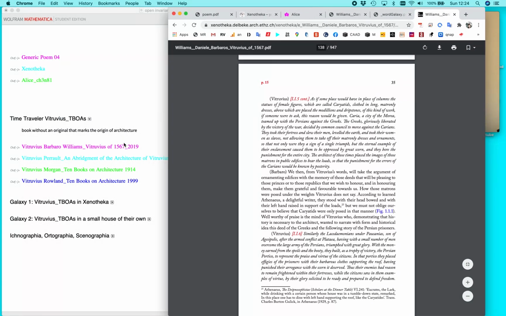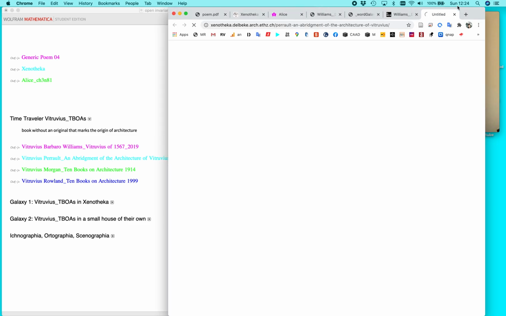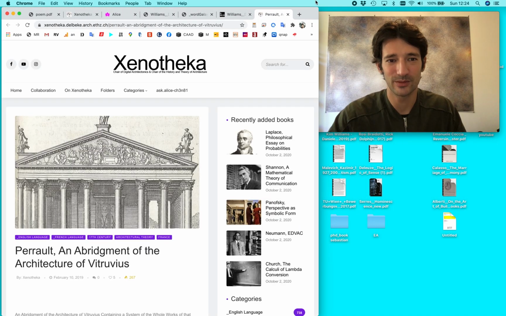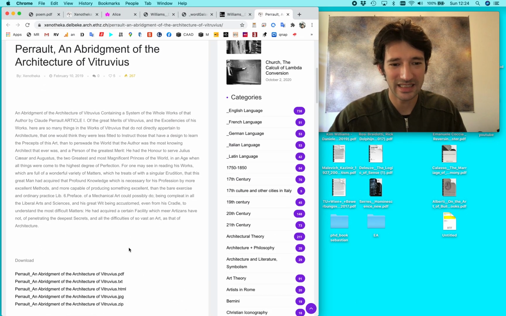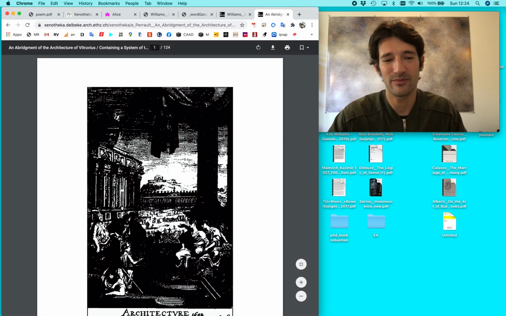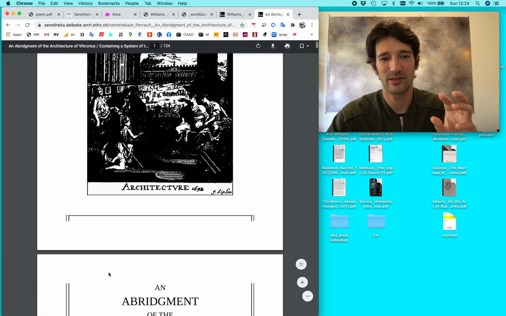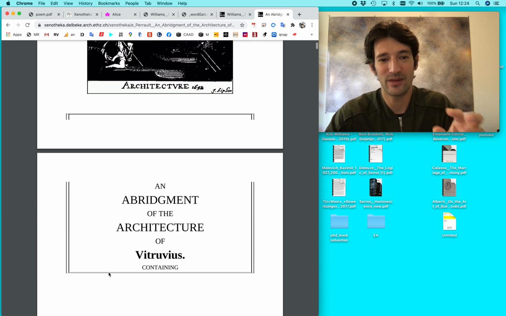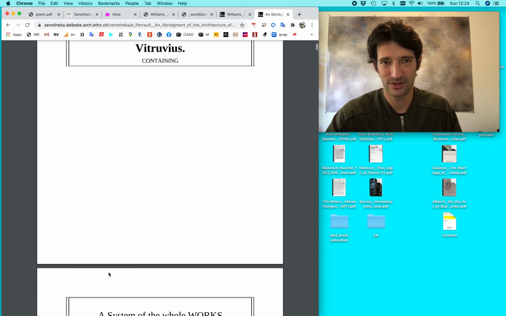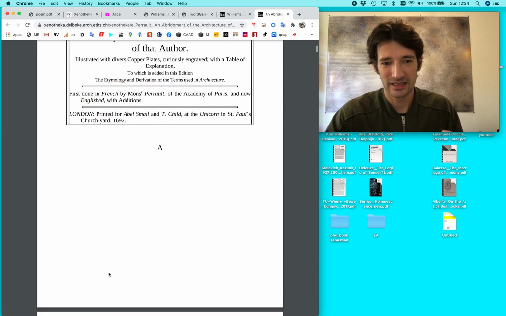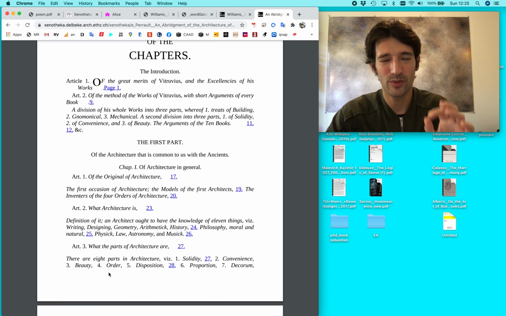The second version is Perrault's abridgment of architecture. And look at this now. It's the same gesture in an inverted manner. Yeah? So it's a Baroque or classical version, and it's the abridgment, so it's the compact, the pocket version of Vitruvius. So he's making it compact and super precise.